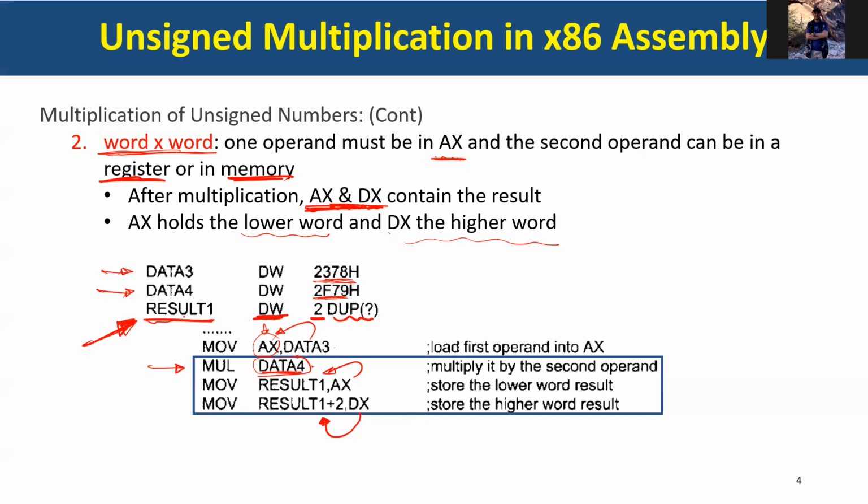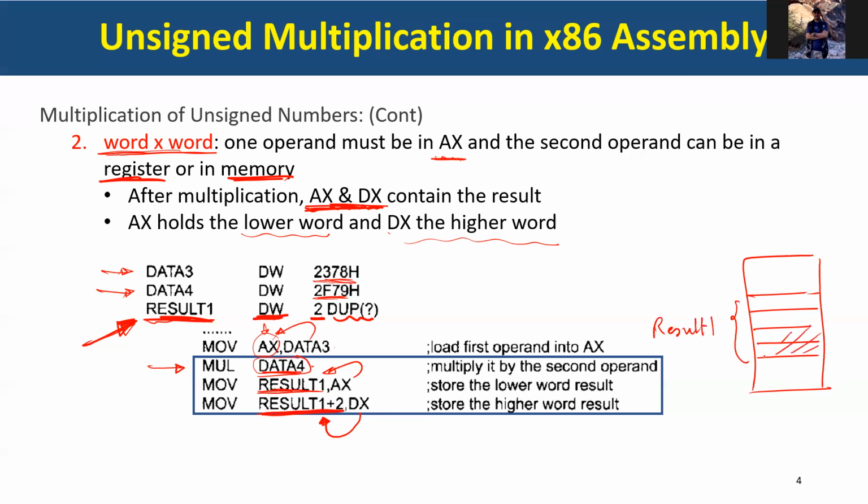The address of the first location is pointed to by result1 itself. The address of the second location, which is 2 bytes further, should be result1 plus 2. So it's like you have 4 locations. This is result1. So the first 2 locations are of type word, and we point to the first byte of them using result1 itself. Then for the second 2 locations, we refer to the first location by result1 plus 2, because we go 2 locations further. Okay.